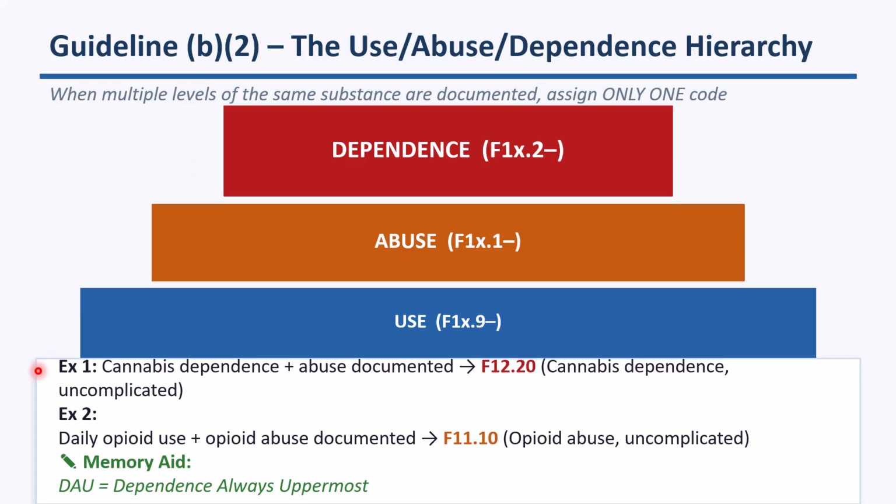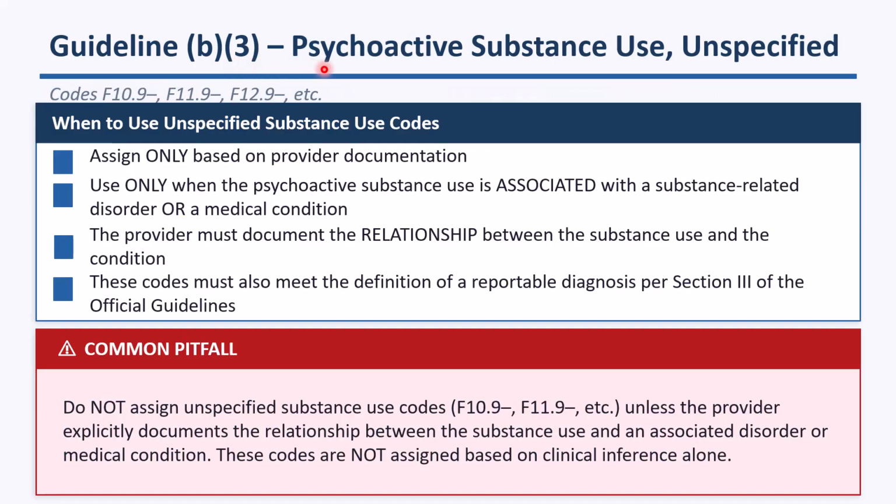So look at the examples. Cannabis dependence plus abuse documented, you code F12.20. That is cannabis dependence. Why? Because dependence beats abuse in the hierarchy. Example 2, daily opioid use plus opioid abuse. You code F11.10. That is opioid abuse. Why? Because abuse beats use. So the memory aid, DAU, dependence always uppermost. If you remember DAU, you will never get it wrong. Dependence, abuse, use.